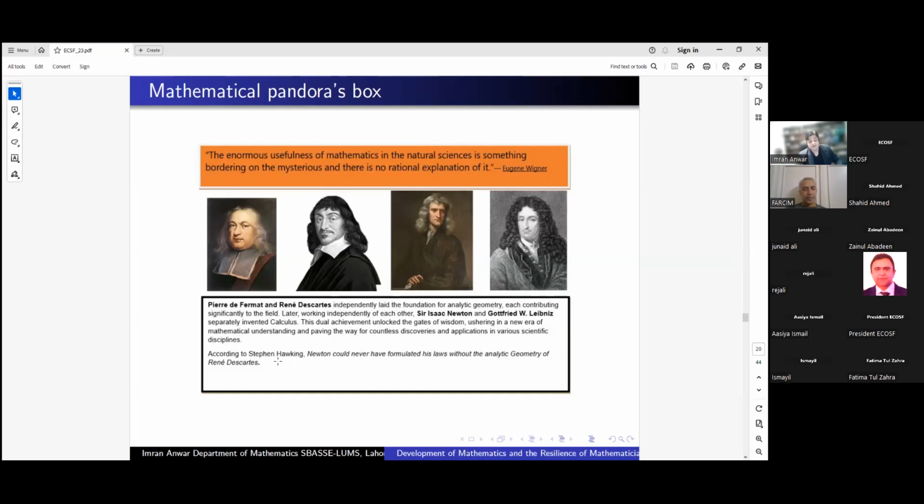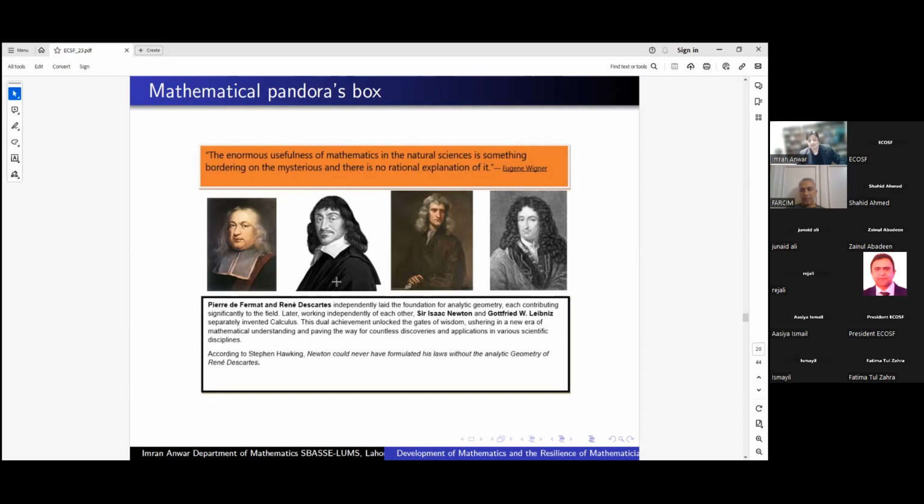And by the way, according to Stephen Hawking, in his book God Created the Integers, Newton could never have formulated his laws without the analytic geometry of René Descartes. And you can see that. These two men were trying to understand the behavior of curves in analytic geometry. Both of them were trying to understand the behavior of the tangent along a particular curve.